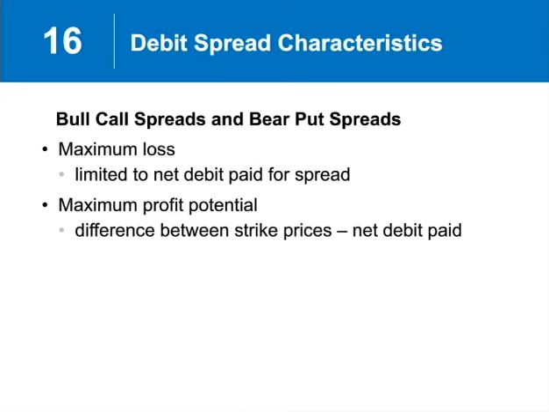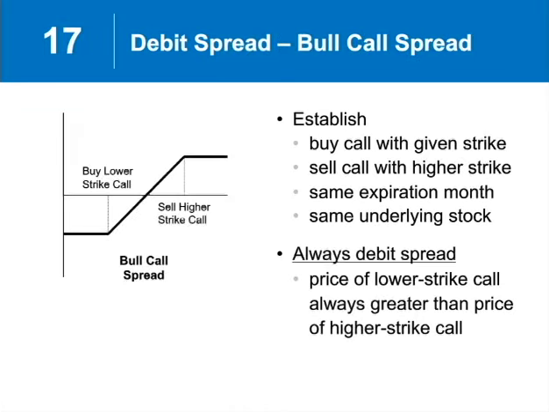If the difference is $10 between those strikes and you paid two and both options are in the money at expiration, well, that would have been quite a trade, buying it for two and having it be worth $8 at expiration. So the difference between the strikes minus the debit paid is what we're talking about in terms of our maximum profit for those debit spreads.